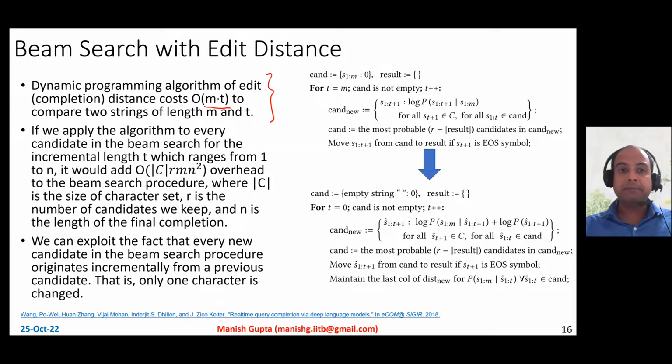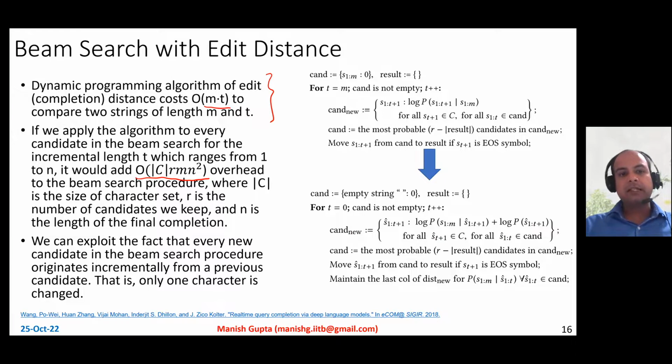So it's going to take a lot of time, right? In fact, if you integrate the edit distance part with the beam search, it would take that kind of time, where C is the size of the character set. So let's say if you're English, maybe 50 characters captures all of English, including small letters, capital letters, and punctuation marks and so on.